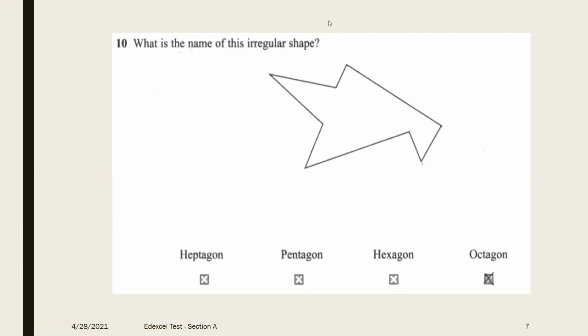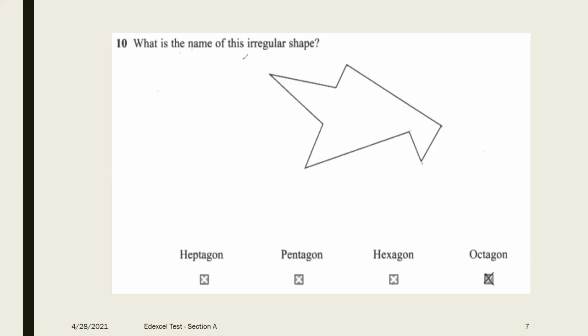Right, this is the 10th question. What is the name of this irregular shape, right? Irregular shape means, now we know in regular shapes, the sides are same or equal and the angles are same or equal. Now this is an irregular shape, right? Now I want to see the name of it.